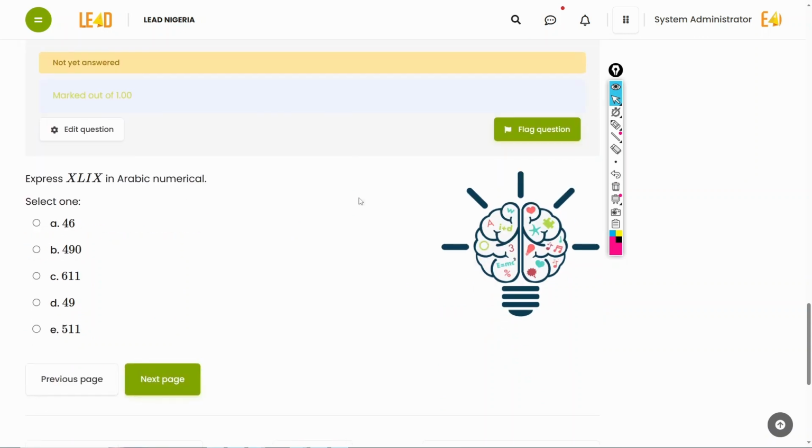Next is express XLIX in Arabic numeral. XLIX. So how do I split this? XL plus IX. This is my tens and this is my units. XL is 40, IX is 9, so 49. That's option D.